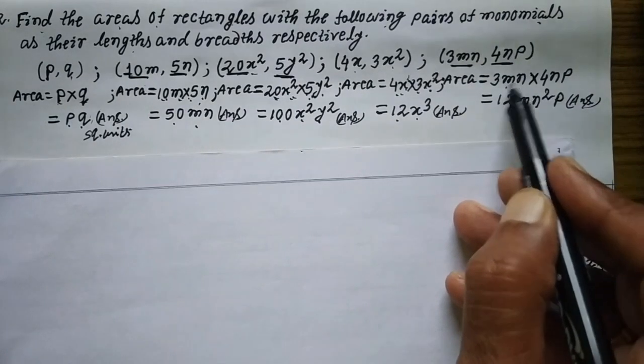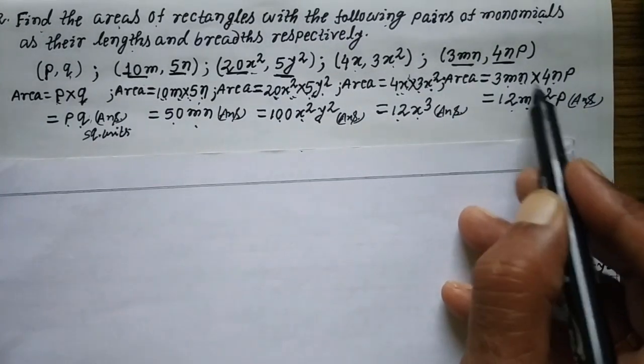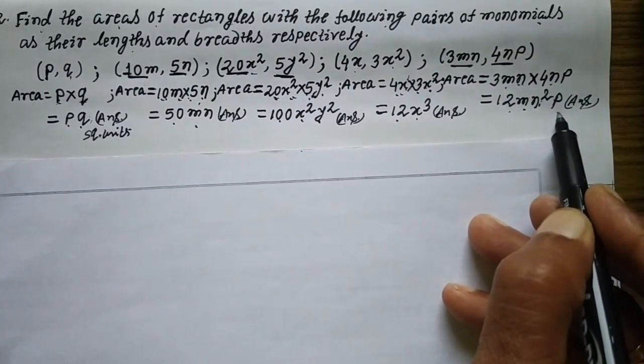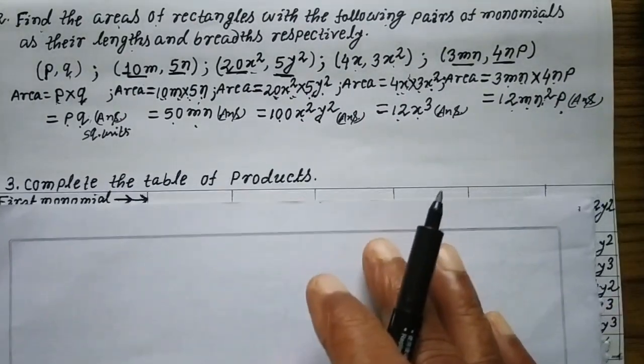Okay, m here and n having the 2, so 1 plus 1 is 2, p and n square into p, that is the area. So you can write the square units.